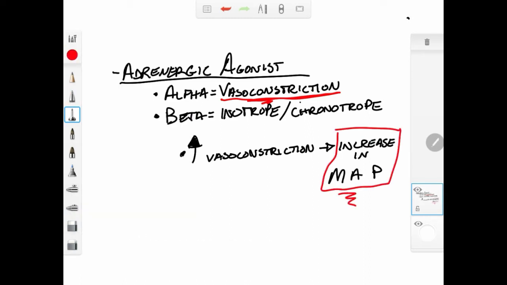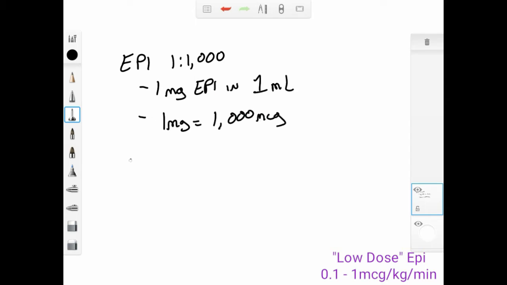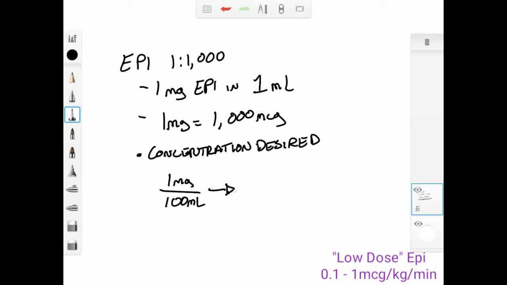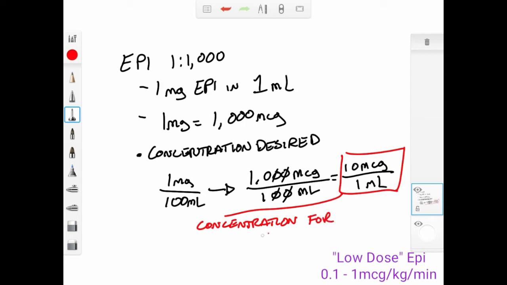can reperfuse our organs. Keep in mind your overall dose is going to be 0.1 to 1 micrograms per kilogram per minute. With that being said, we want to make sure that we have the right concentration. We're going to take 1 milligram of epi in 1 ml, and we know that 1 milligram converts into 1,000 micrograms. So the desired concentration that we're going to be looking for is 1 milligram in 100 mLs, which will convert down to 1,000 mics in 100 ml, which converts down to 10 micrograms in 1 ml. So that's the concentration we're going to be using for our drips.